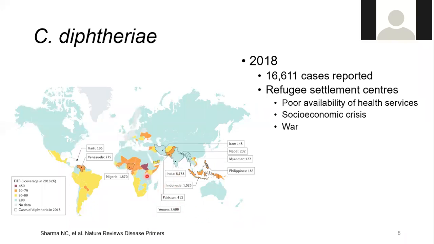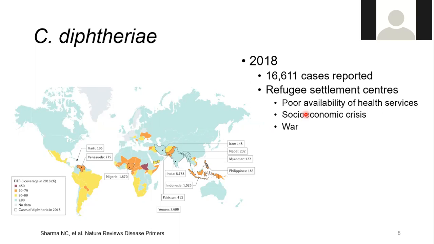Nigeria had 1,870 cases, Yemen had 2,000 cases, and India, despite 90% coverage, still had 8,788. In 2018, there were 16,611 cases reported, mainly thought to be found in refugee settlement centers and associated with poor availability of health services, socioeconomic issues, and war, which may be affecting the vaccination being done properly.